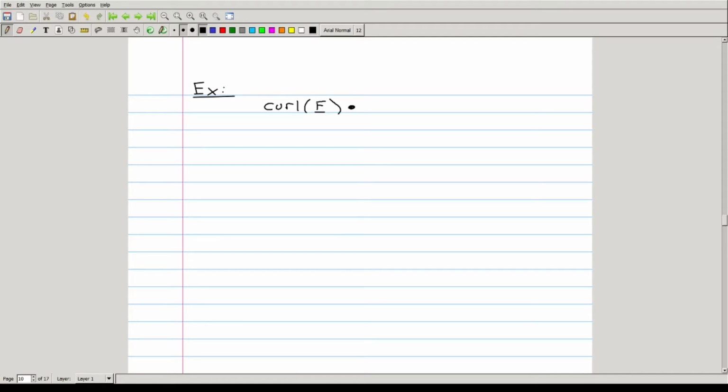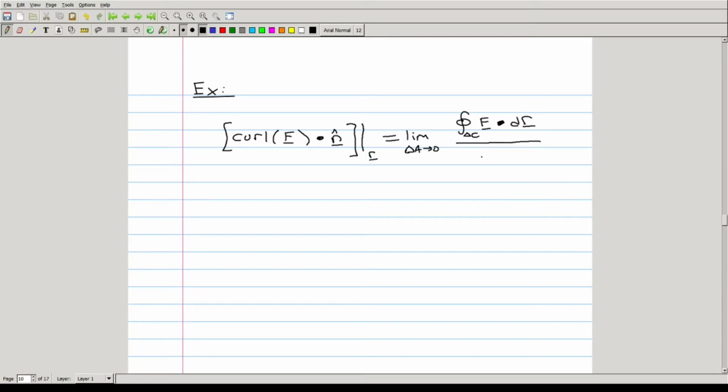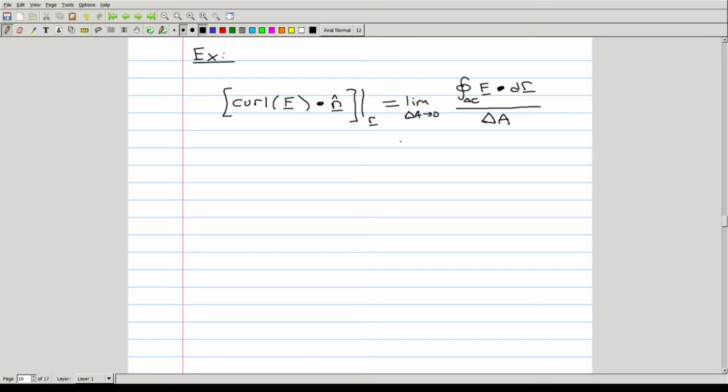That the curl of f in the direction of a vector n, at some point r in our domain is going to be equal to the limit as delta A goes to 0 of the circulation around delta C divided by the size of delta A, the area of surface delta A. And we actually use this in a number of different homework problems to show that this is consistent.